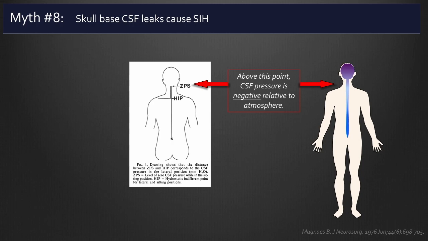Now, if you want to make somebody with a skull-based CSF leak leak, as I do when I do a cisternogram, you have them put their head down between their knees, and frequently that provocative maneuver causes them to start leaking CSF. That's what we do in patients who we're doing cisternograms on. But when they're upright, they don't tend to leak.